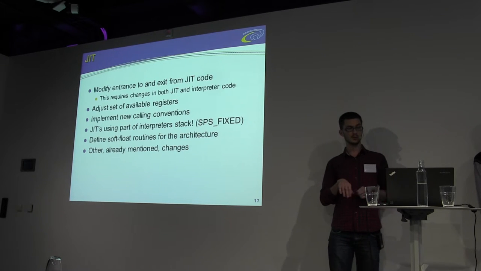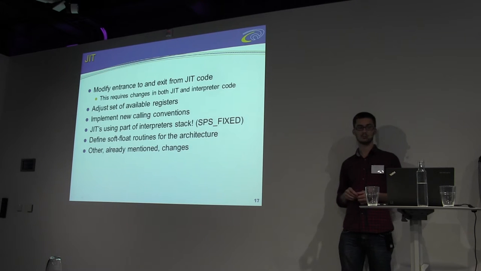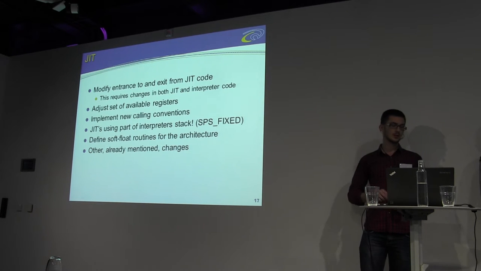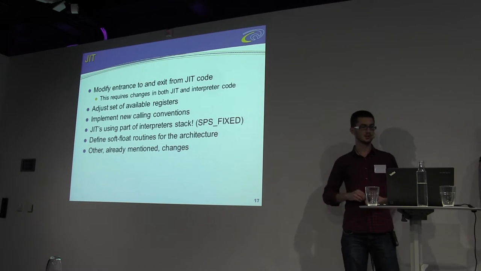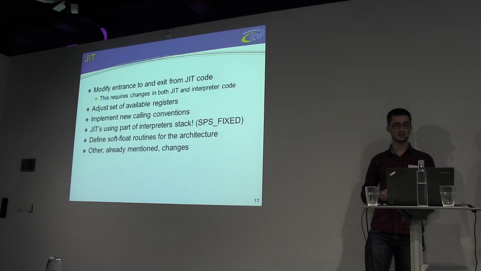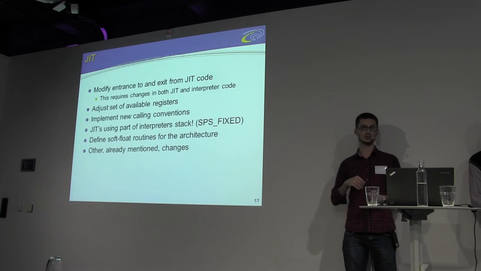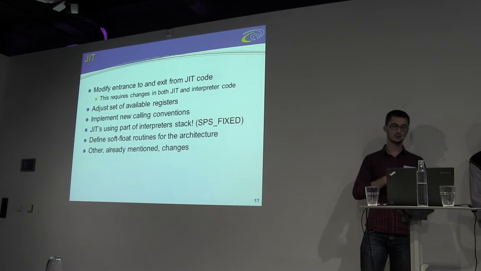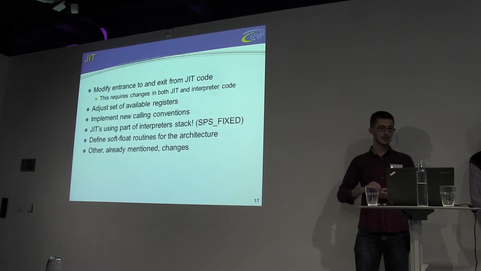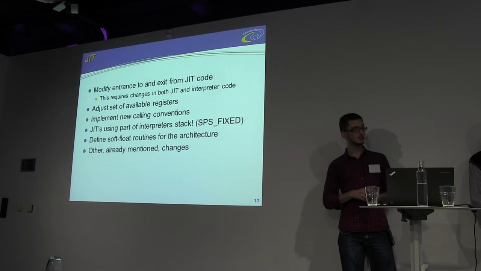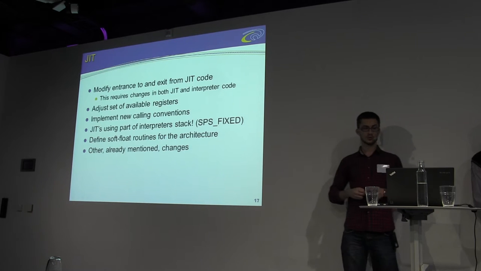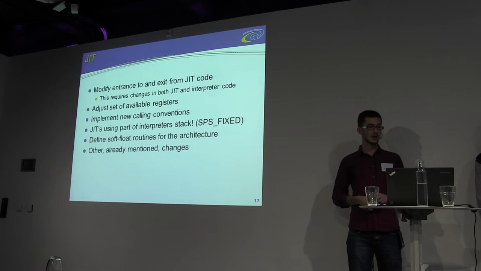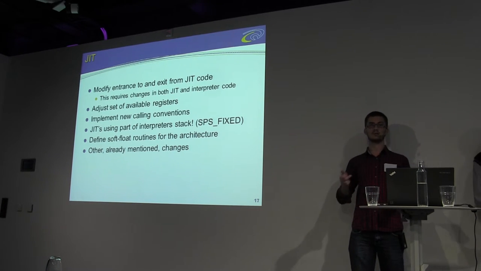Now I will say something about adjustments made to the JIT. A lot of adjustments made to the compiler also apply to the JIT, but they are much harder to identify. I will tell you about JIT-specific adjustments. First of all, it is required to modify the entrance and exit from generated machine code. This requires adjustments in both the interpreter and JIT parts. For soft float architecture, we need to reduce the number of registers because soft float does not use floating point registers. We had to implement new calling conventions for FFI bindings.